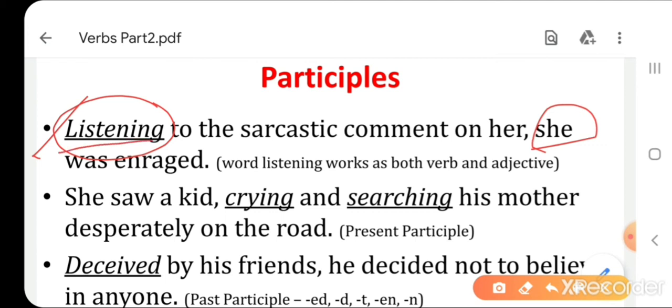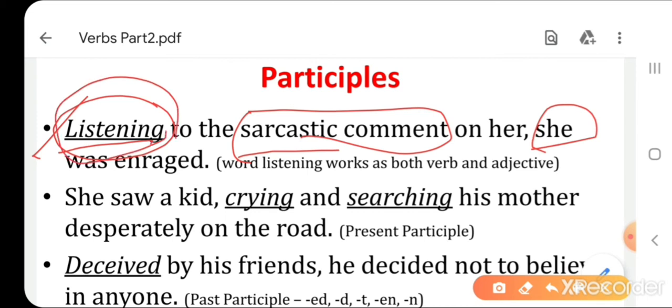And listen is a verb which is taking an object, comment, sarcastic comment. So this word is a combination of verb and adjective. So the word listening is a participle because it is a combination of verb and adjective. So it is a verbal adjective, as we have already learned.